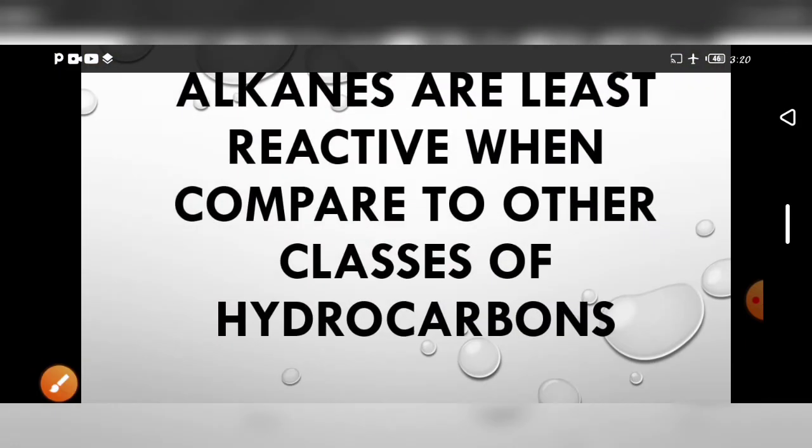Okay. Next, alkanes are least reactive when compared to other classes of hydrocarbons. What is meant by other classes of hydrocarbons? That is alkene, alkyne, alcohol, aldehyde, ketone, carboxylic acid, whatever it may be. Alkanes are least reactive. Why? Because the carbon-carbon and carbon-hydrogen are in single bonds. There are no double bonds. That's why it is least reactive.